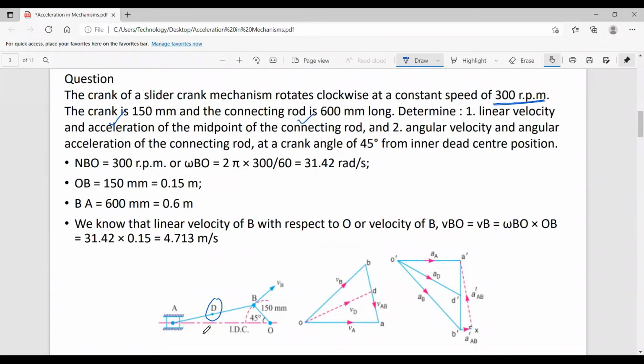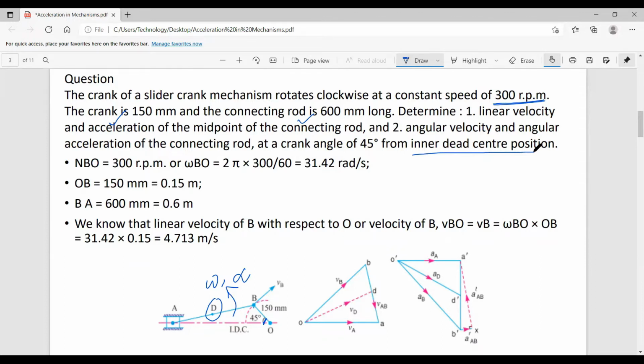And the angular velocity and angular acceleration of the connecting rod. Right? So this is our connecting rod. You need to find the angular velocity and angular acceleration of the connecting rod. Omega and alpha we have to find, at a crank angle of 45, right? So crank angle is 45 with IDC, the inner dead center. It's also given. Right? So this is our question. Now we'll find the answer.